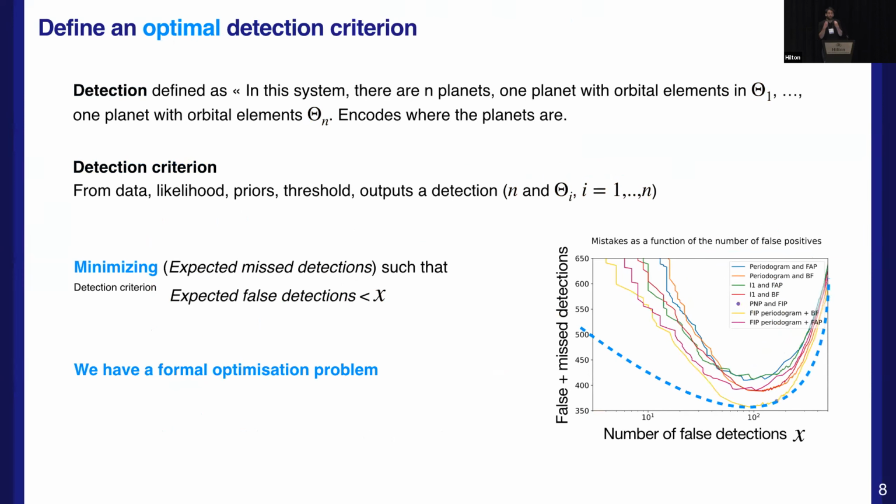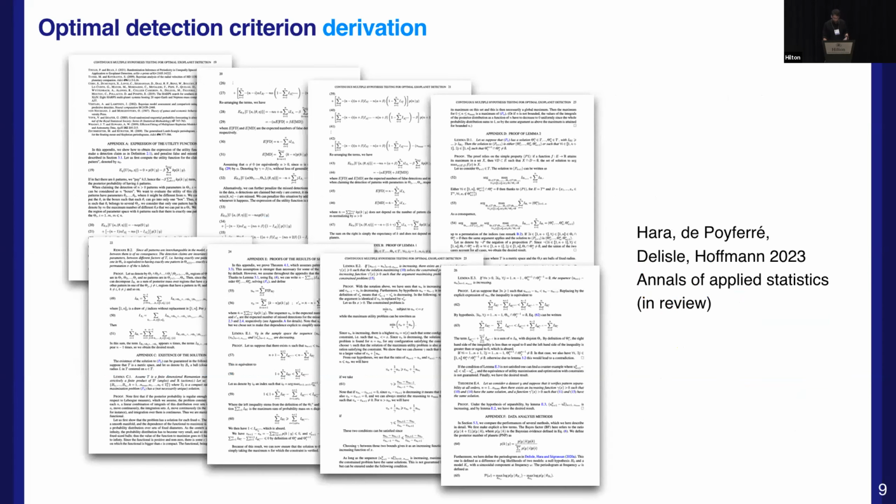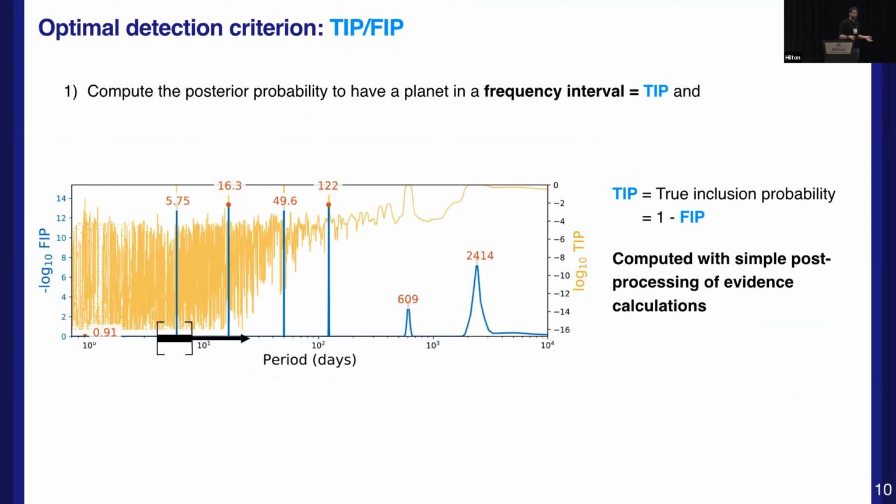And when I'm talking about an optimal one, this is really what I was talking about at the beginning. It's for a certain tolerance to false detections. I want to minimize the missed detections. I want as many true detections as possible while being sure that I'm not allowing too many false ones. We have a formal optimization problem, and a formal optimization problem has a mathematical solution, blah, blah, blah. And then what's the optimal solution?